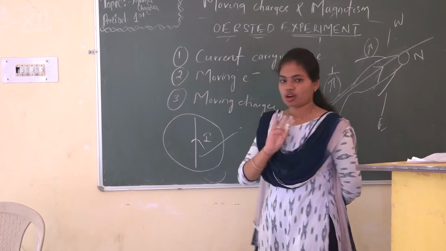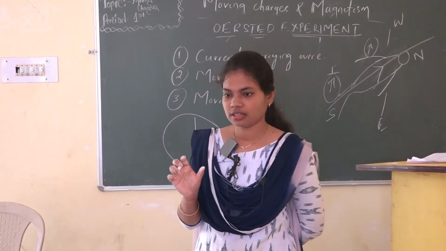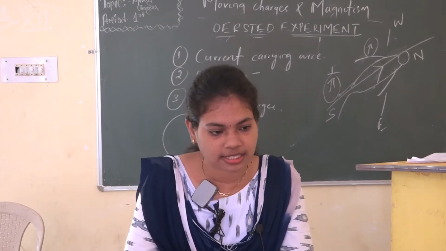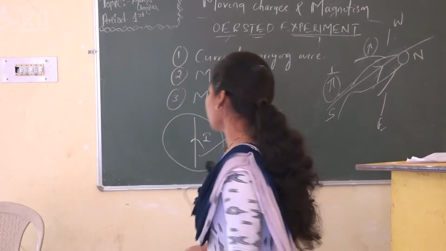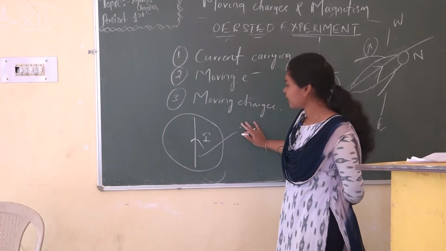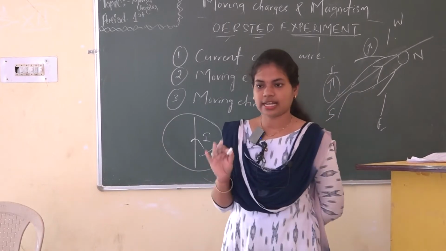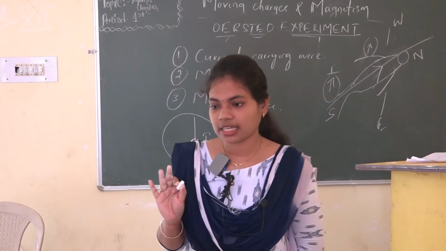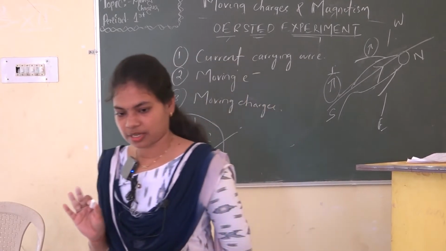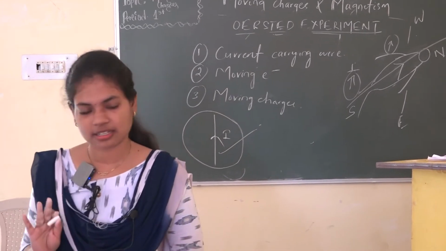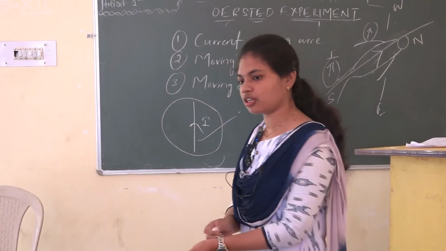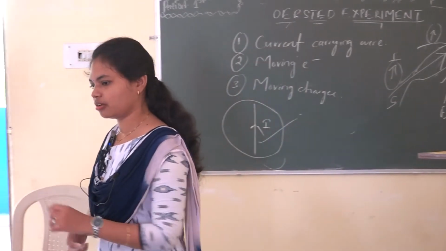Beyond that region the current carrying wire does not experience the magnetic force, so we do not call that region a magnetic field. Only the region in which the current carrying wire experiences magnetic force is known as magnetic field. Okay, all of you understand what we mean by magnetic field?